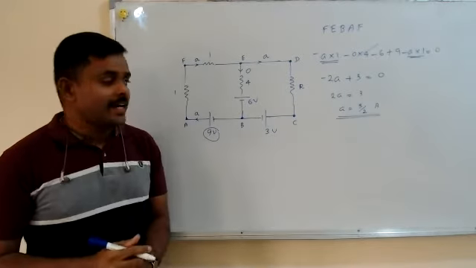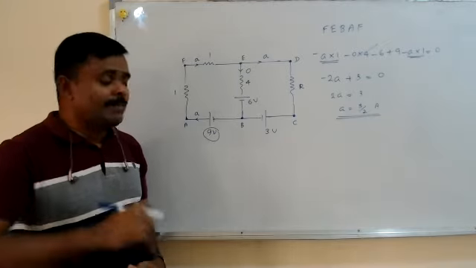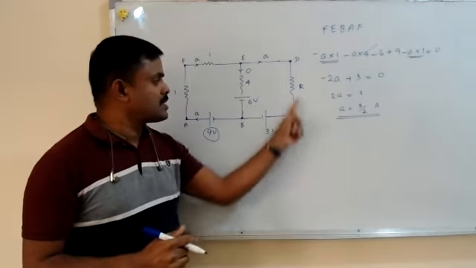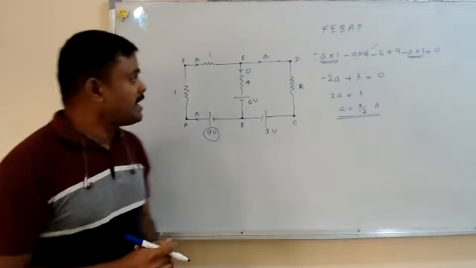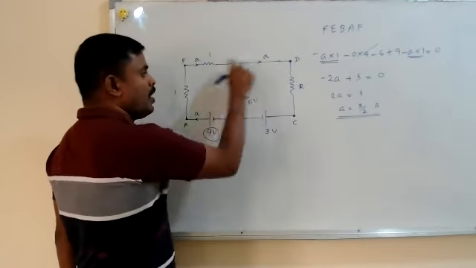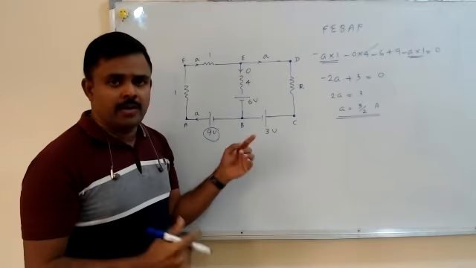Okay, I got the current here. A is equal to 3 by 2 amps. But my original objective is to find what? The objective is to find this unknown resistance. So for that, I'll be taking one more loop this time. I could choose this loop or even the bigger loop if I want. Okay, I'm going for the smaller one now.